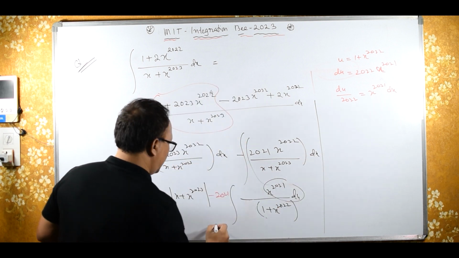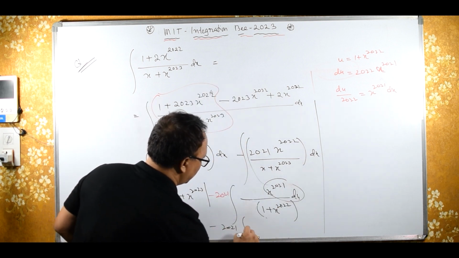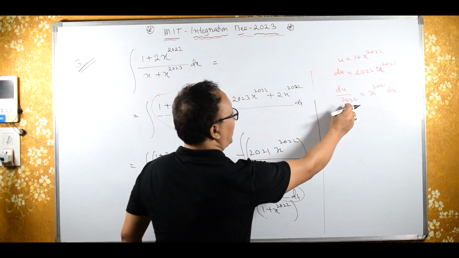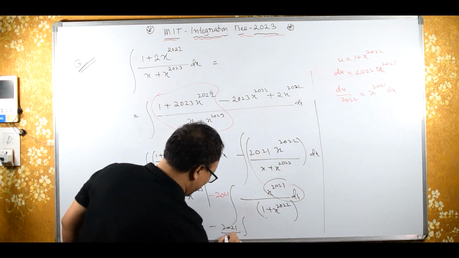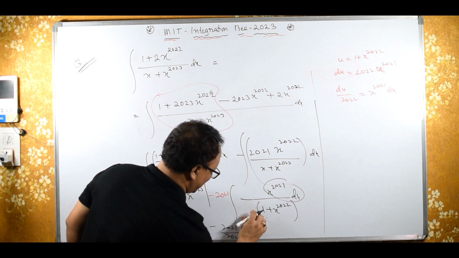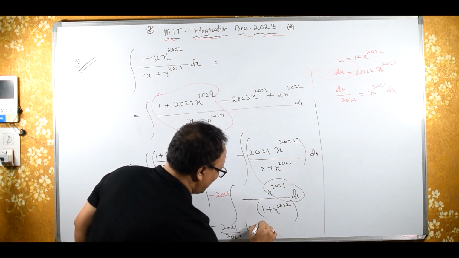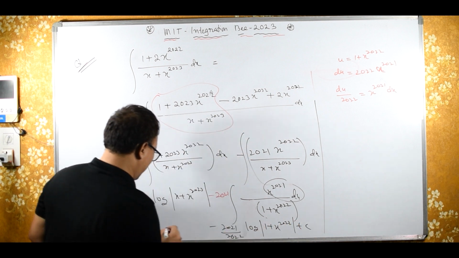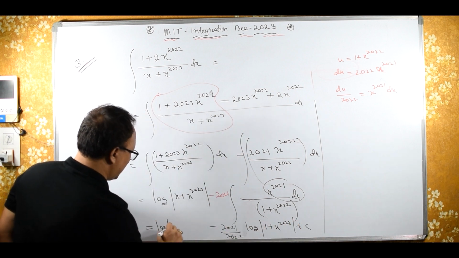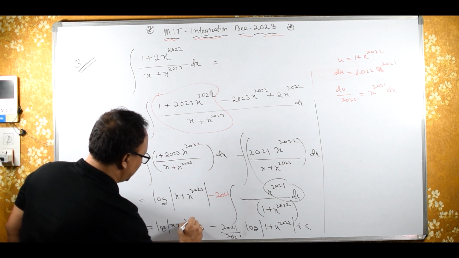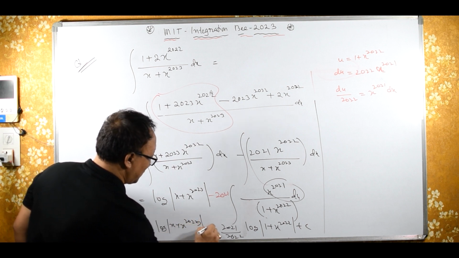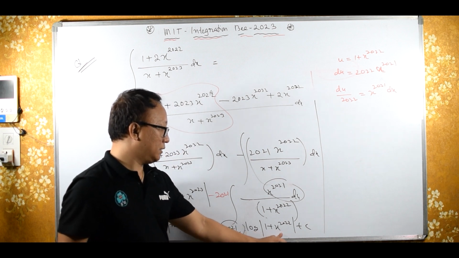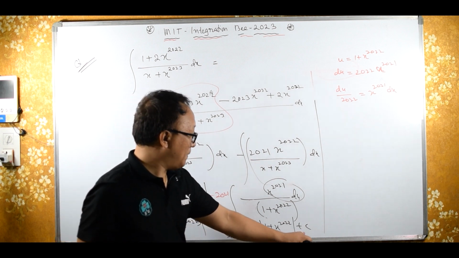Therefore this is same as 2021. Differentiation of this becomes this. But we have 2021 upon 2022, that is log of 1 plus x raised to 2022 plus c. Here this is log of x plus x raised to 2023 minus this into log of 1 plus x raised to 2022 plus c.